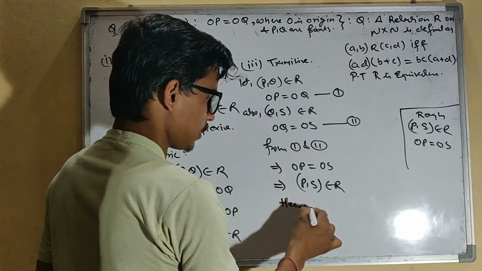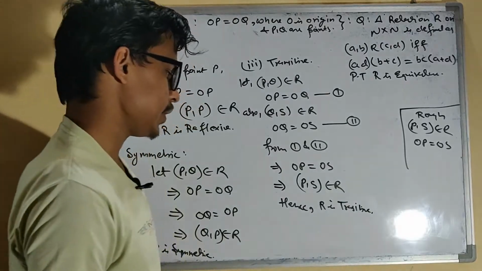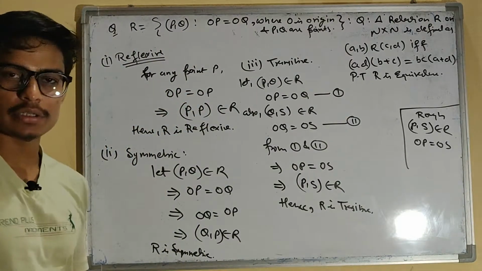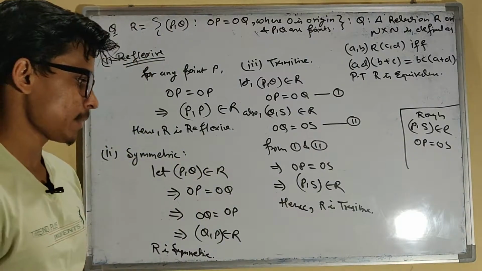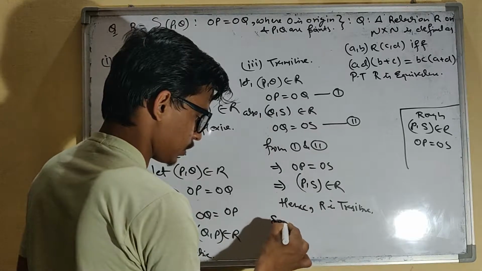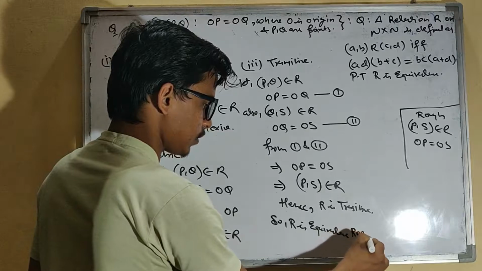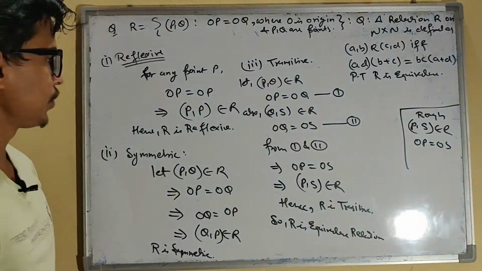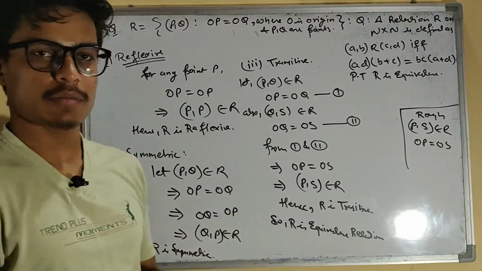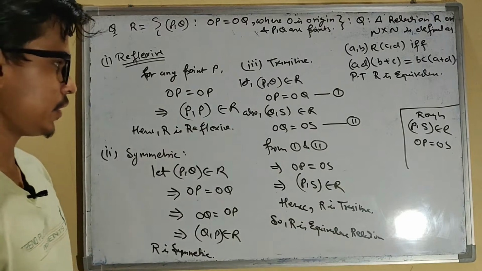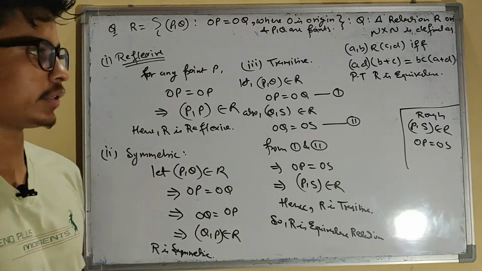Hence R is transitive. Very simple. So if a relation is reflexive, symmetric, and transitive, then you can say that it is an equivalence relation. Hence, R is an equivalence relation. Right, so that's it. This is rough work. It is just used to frame how to solve it further, and this is the stepwise way to solve the questions.